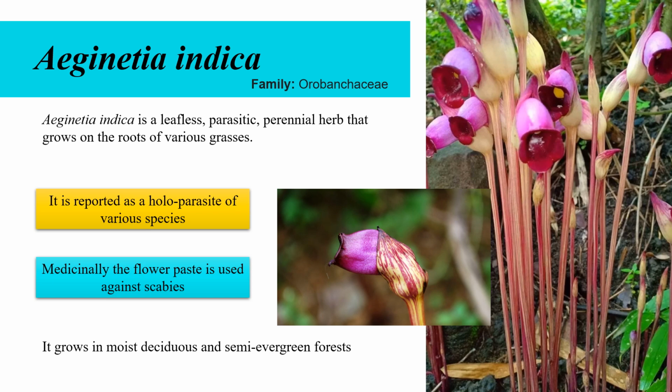The host species of Aeginetia indica are mainly grasses like Imperata species, Oryza sativa, sugarcane or Saccharum officinarum, millet or Panicum miliaceum, maize or Zea mays, etc. Or the host species are like Dioscorea species, Canna species, etc. Normally, Aeginetia indica grows in moist deciduous and semi-evergreen forests in shaded conditions.